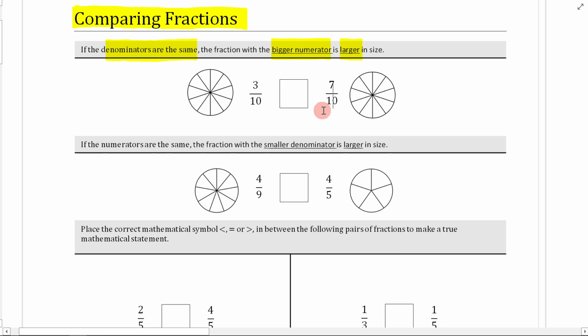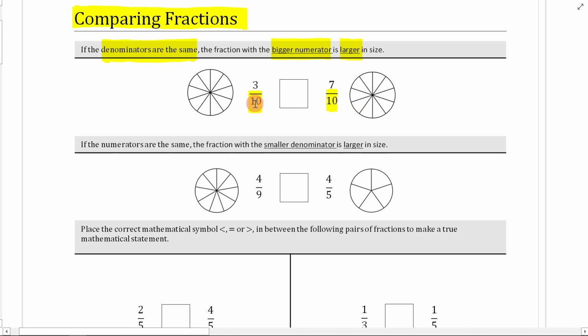So let's look at this first example here. And can I get you to highlight the fact that here we've got 3 on 10. So we've got a 10 as our denominator here. And here we've got 7 on 10. So we've got 10 as a denominator here. They both have the same denominator. So what I've done, just to represent both of these fractions, because they've both got the denominator of 10, is take a circle and break it up into 10 pieces, because the denominator is 10.